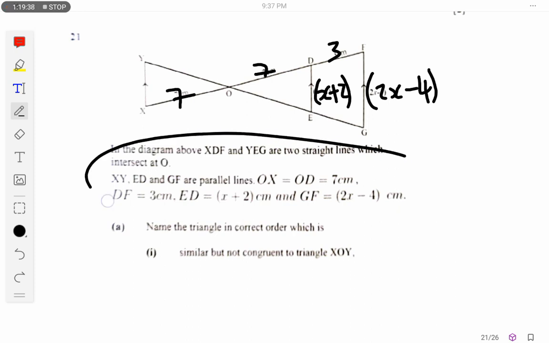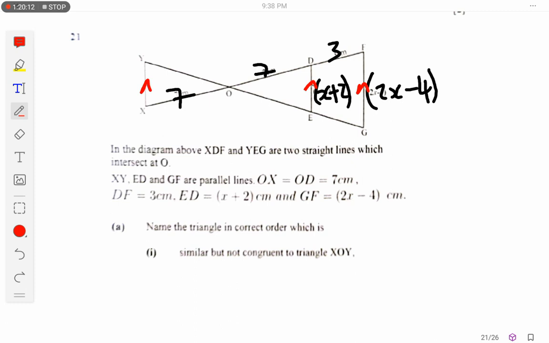I'm not going to read this whole thing, I'm not good with reading anyway, but I know the information represented on the diagram is the information we are given there. We can read it anyway. In the diagram above, XDF and YEG are two straight lines which intersect at O. Then XY, ED and GF are parallel. Okay, that is very important here. They are parallel, these ones are parallel, parallel, and parallel there.